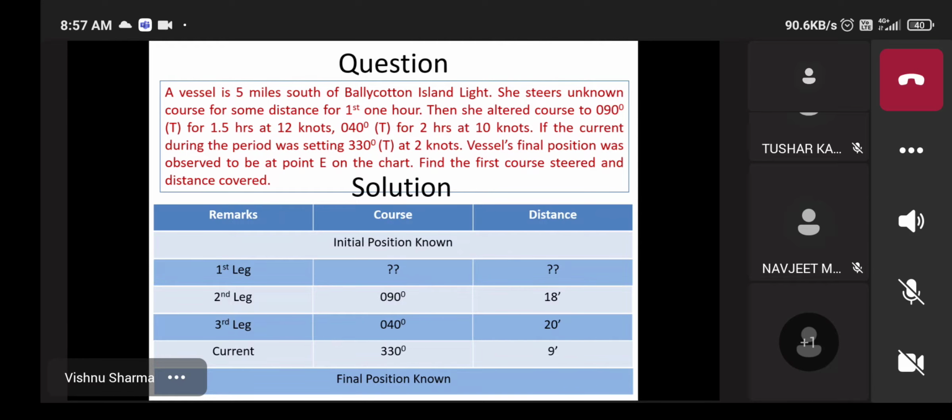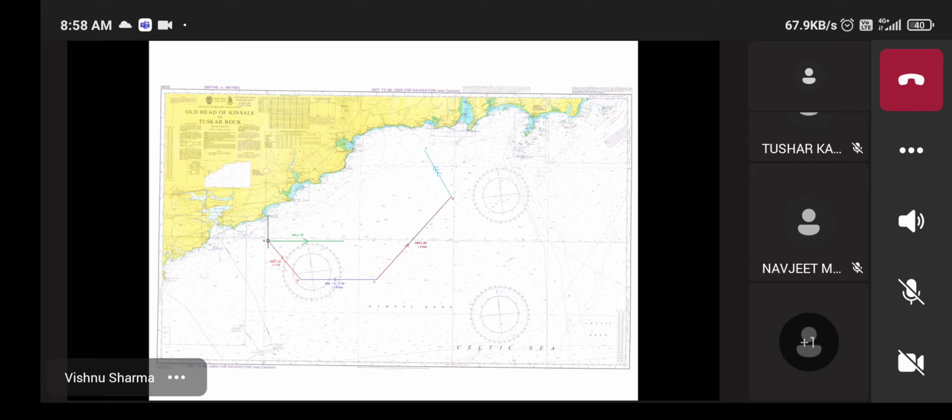Please take down these values. Second leg is 90 into 18. Third leg is 40 into 20. Current is 330 into 9. And final position is E. Now, I'll plot this question without removing the earlier plot. This was the earlier plot we had done, beta. Just ignore the green line for the time being. This was the first plot where we had reached point E, right? Same situation. This was the first leg, second leg, third leg, current, and it took us to point E. Correct, beta, in the first question that we just plotted?